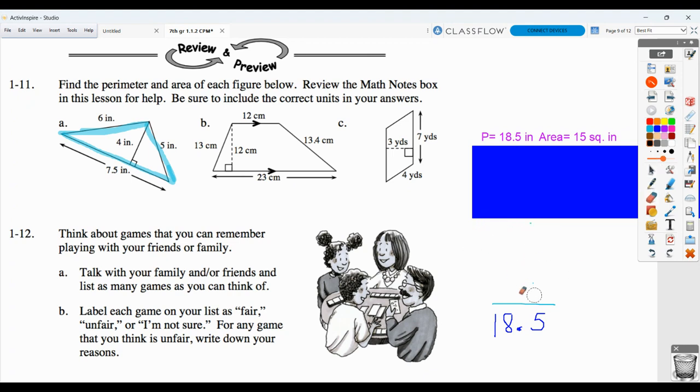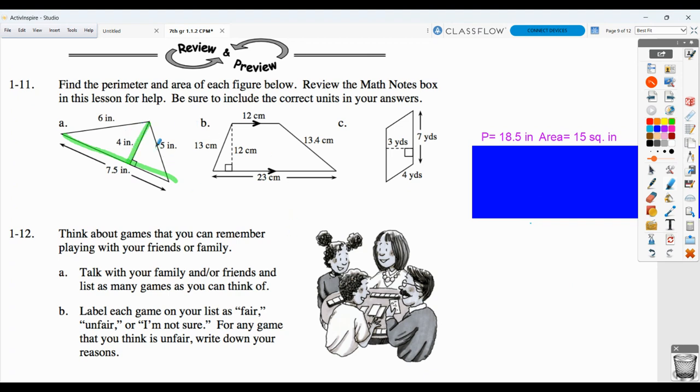For the area, remember that the area of a triangle formula is 1/2 base times height, or base times height divided by 2. Either one will work. And so I'd want to see that you took the base, and I'm going to erase these so you can see where I'm getting this information from. I'd want to see that you took the base of 7 and 5/10 inches, multiplied by the height of 4 inches, and then divided by 2.